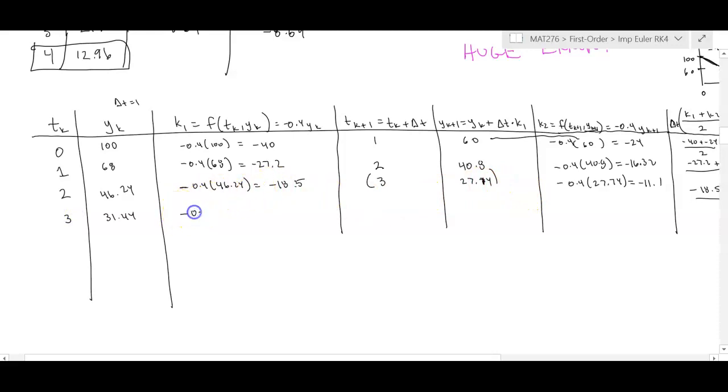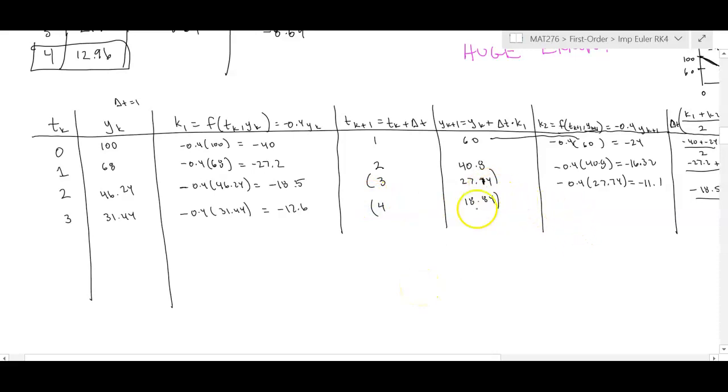Again, take negative 0.4 of that value. It's our slope at the point. Comes out to negative 12, we'll just say negative 12.6. So at time 4, if we were to advance to time 4 and this were the rate of change we'd be using, we would take 31.44 minus or plus negative 12.6, which would be 18.84. Okay, now that would be our point.